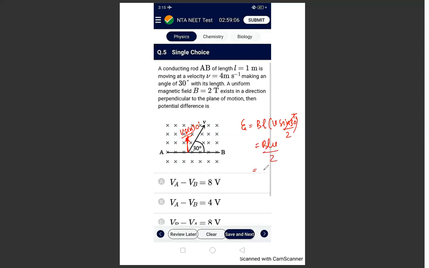B is 2 Tesla, length is coming as 1 meter, velocity is 4, divided by 2. So this is directly coming as 4 volt.